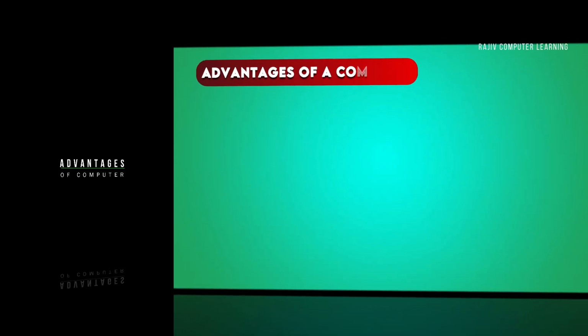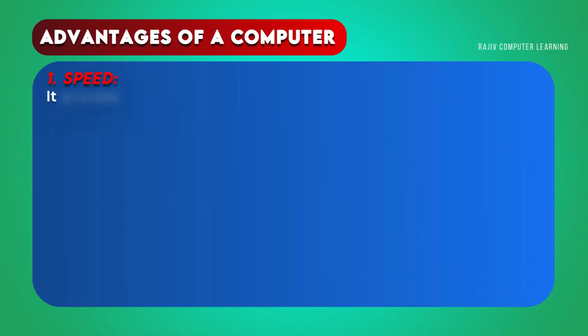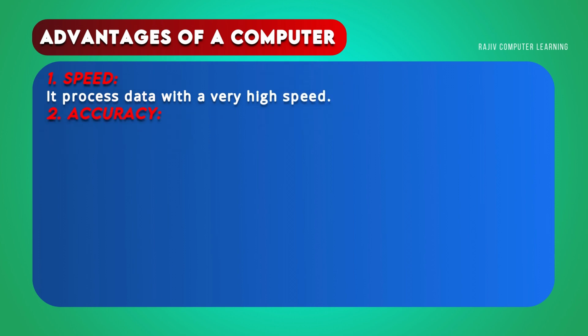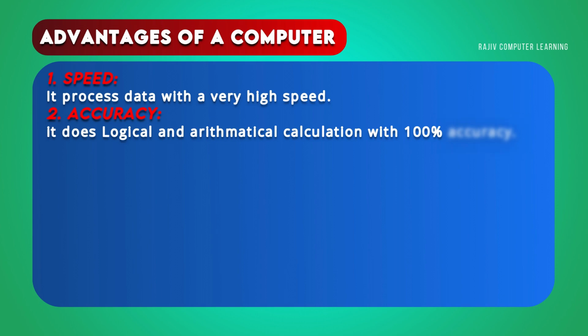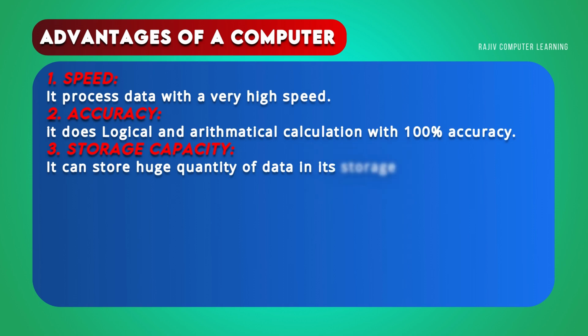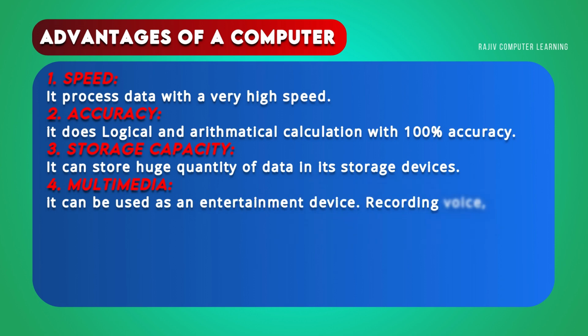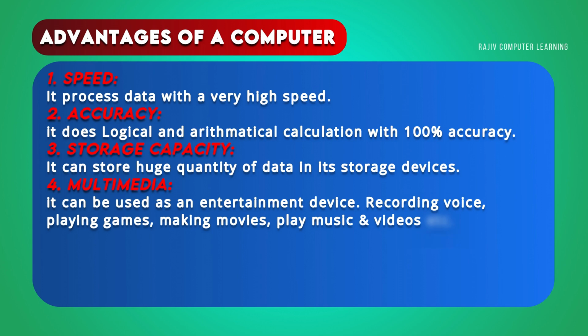Advantages of a computer. Speed: it processes data at a very high speed. Accuracy: it does logical and arithmetical calculations with 100% accuracy. Storage capacity: it can store a huge quantity of data in its storage devices. Multimedia: it can be used as an entertainment device, recording voice, playing games, making movies, playing music and videos, etc.